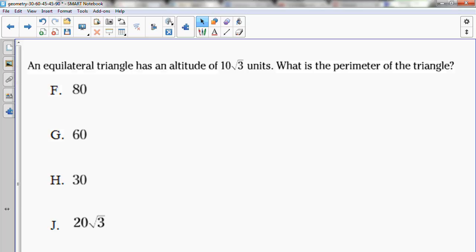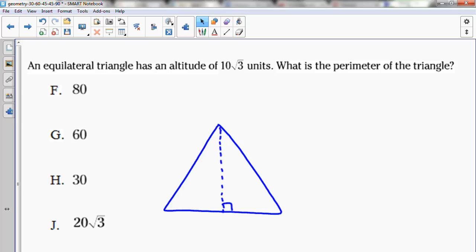An equilateral triangle. An equilateral triangle has an altitude of 10 square root of 3 units. So here we go. Here's my equilateral triangle. All it tells me is my altitude. So the altitude, that's that segment that's going to measure the height. So they're telling me it's 10 square root of 3.